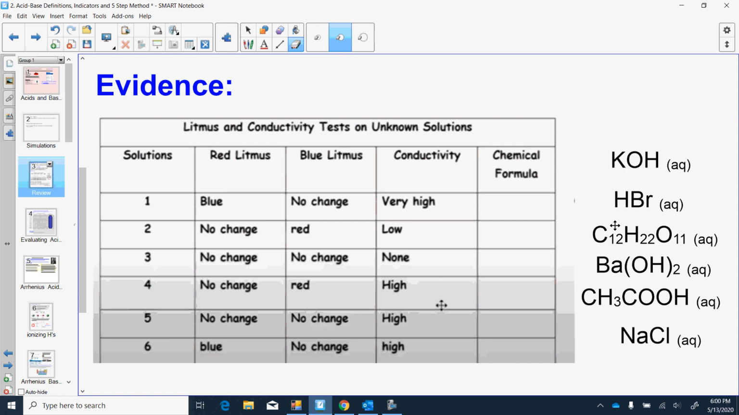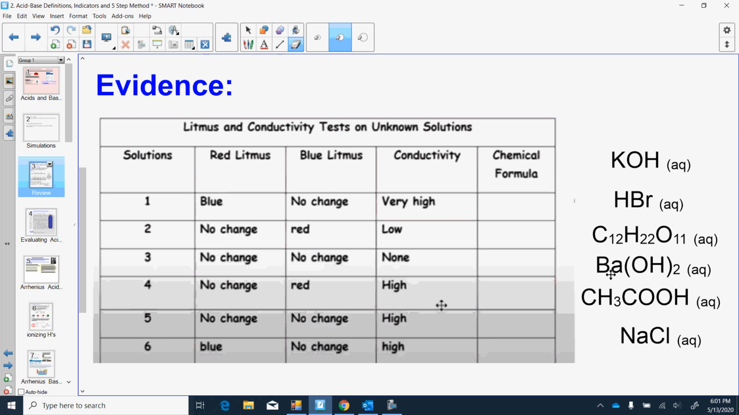So of these two bases, which one would you predict has a higher conductivity? Which one would conduct electrons better? Which one would have more charged particles in the solution? If you're saying Ba(OH)2, yes, because of this subscript 2. It means when every molecule of Ba(OH)2 breaks up, it's going to release 2 of the OH ions, not just one of them. Now we have to be careful, and we'll talk about this a little later.